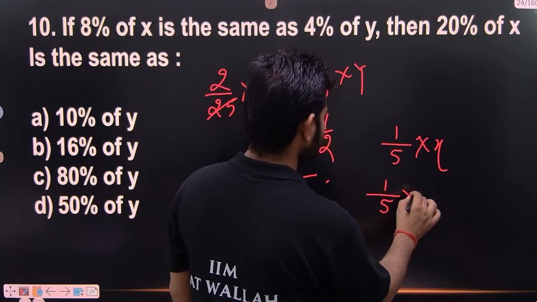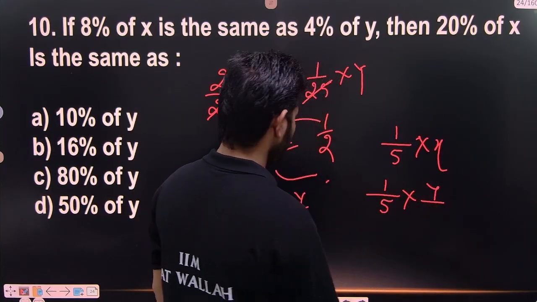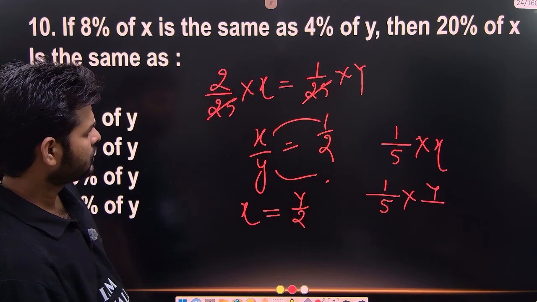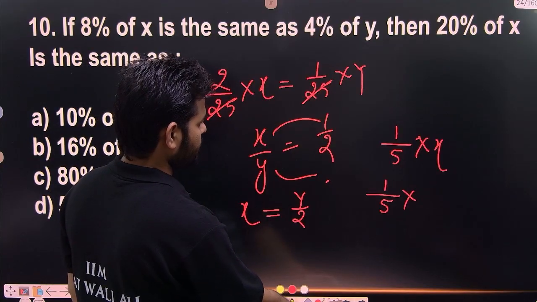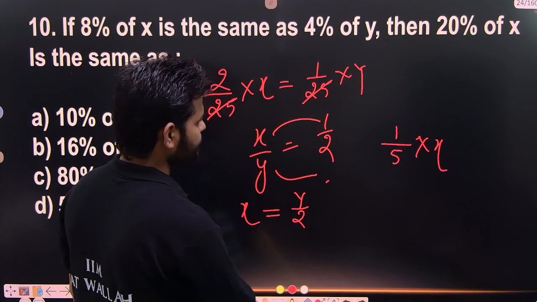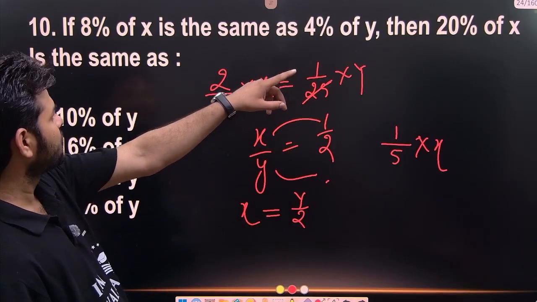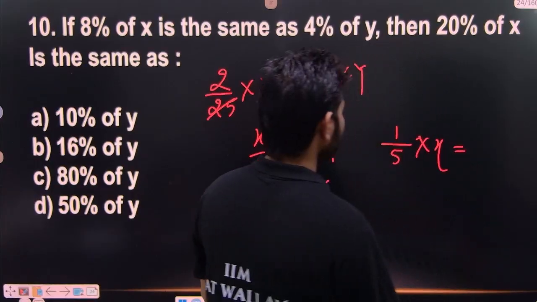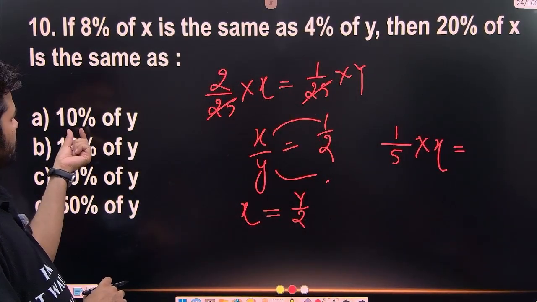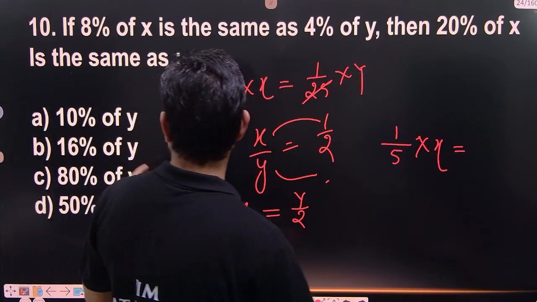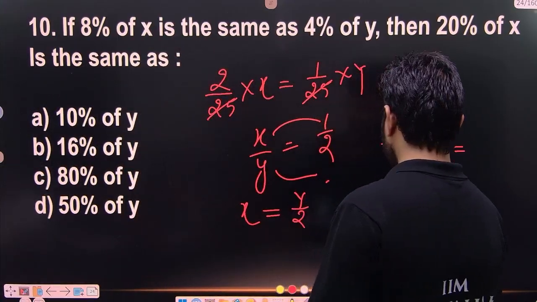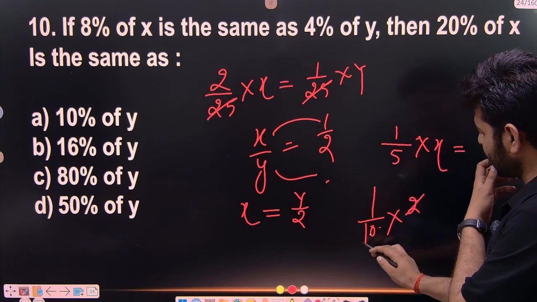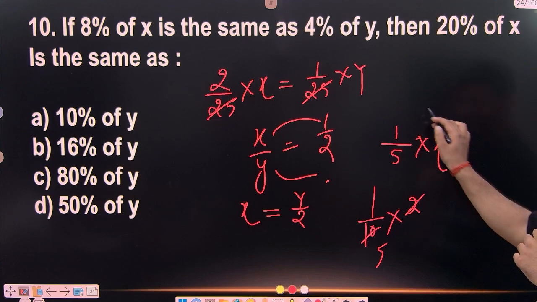So in terms of Y we need to find out. Then 20% of X is the same as 10% of Y. 10% of Y means 10% is 1 upon 10, and Y means 2. So you will get 5, which is exactly 10% of Y.